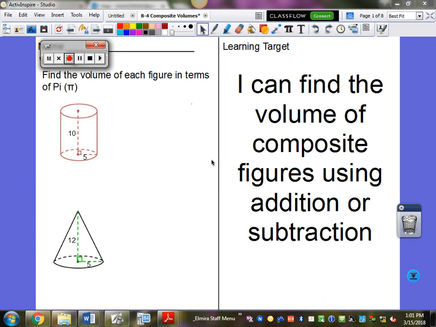Hi guys. Okay, today we're going to find the volume of some composite figures. All composite means is we're taking two of the shapes we already know, like cylinder and cone, and stacking one on top of the other in order to find the volume of a combined shape. Or we might be taking one shape and cutting a piece off of it, and so we'd be subtracting at that point.